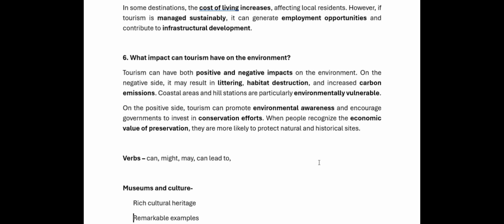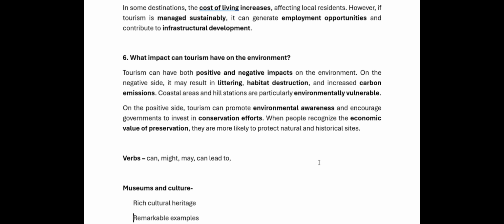Coastal areas and hill stations are particularly environmentally vulnerable. Vulnerable means these are the places which are easily damaged. On the positive side, don't forget the article the. On the positive side, tourism can promote environmental awareness and encourage governments to invest in conservation efforts. When people recognize the economic value of preservation, they are more likely to protect natural and historical sites.